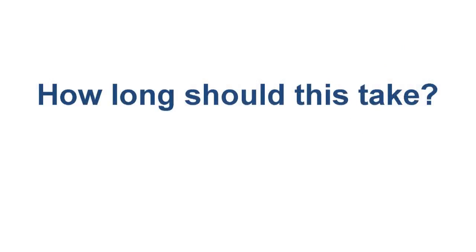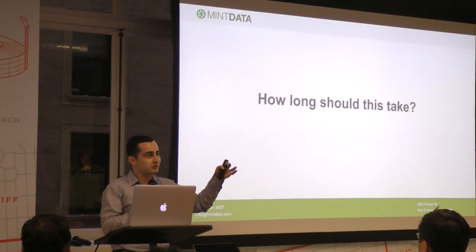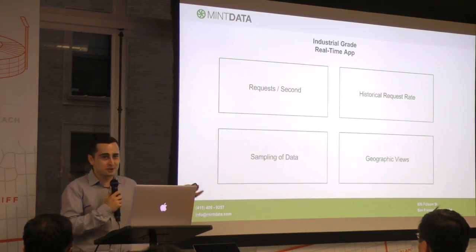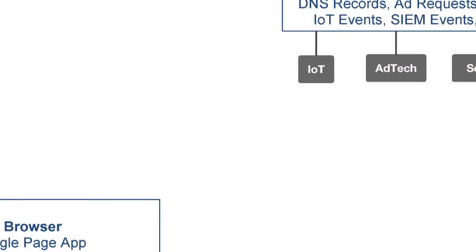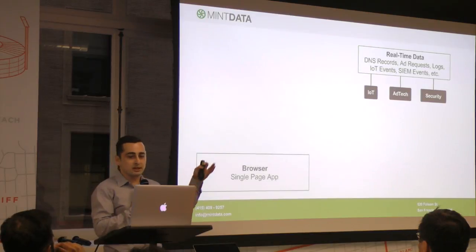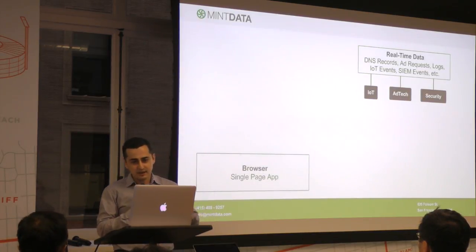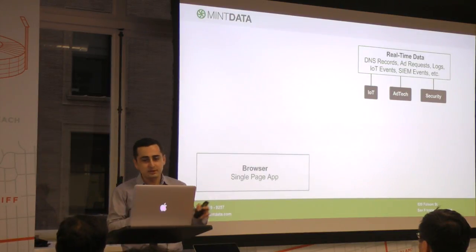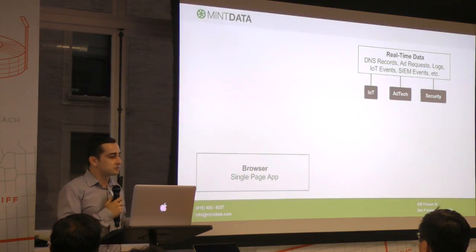So the question becomes, how long should this take? It's pretty simple, right? We have a bunch of appliances, they have streams of data, and we just want four simple views. This shouldn't be that complicated. But today what we end up doing is building quite a bit from scratch. On this diagram we have, for example, a real-time data source. In this case study, this is DNS records, but realistically this could be ad requests on a complicated ad network, a set of logs, events from IoT devices in the field, SIEM events at a security company, or really any data that's moving.